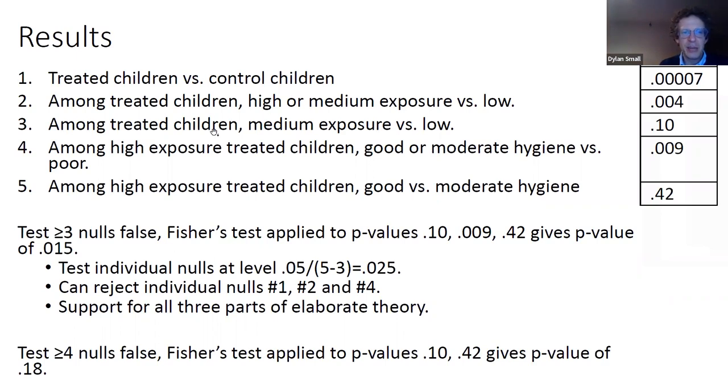And then here, you're saying among the treated, you're comparing higher or medium exposure to low, and then you're looking within the higher or medium exposure. Actually, this is a typo, sorry. This should be: among the treated children, high versus medium or low exposure, and then this is medium exposure versus low. And then at each step, do you just not consider the control children after step one? Right.